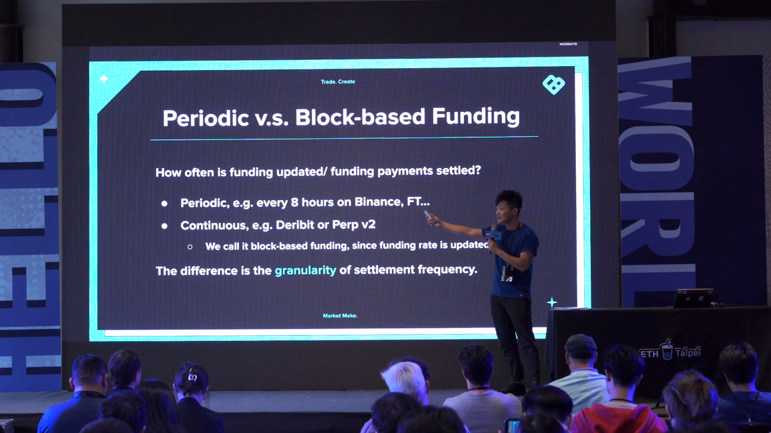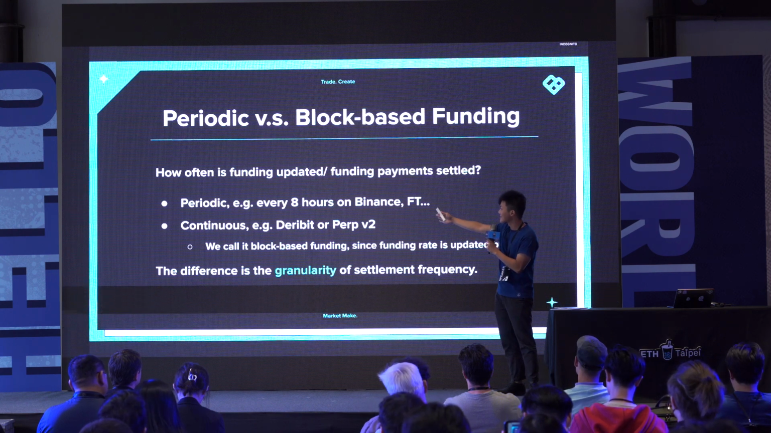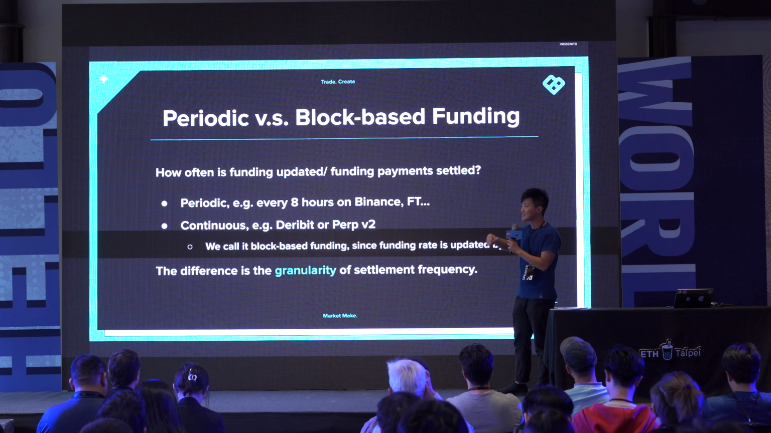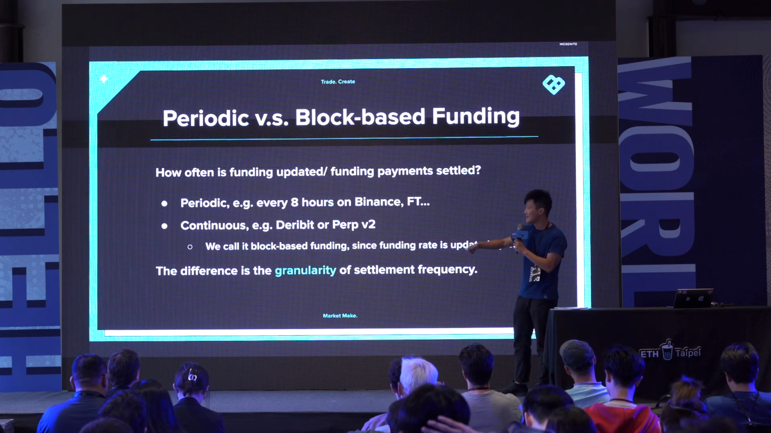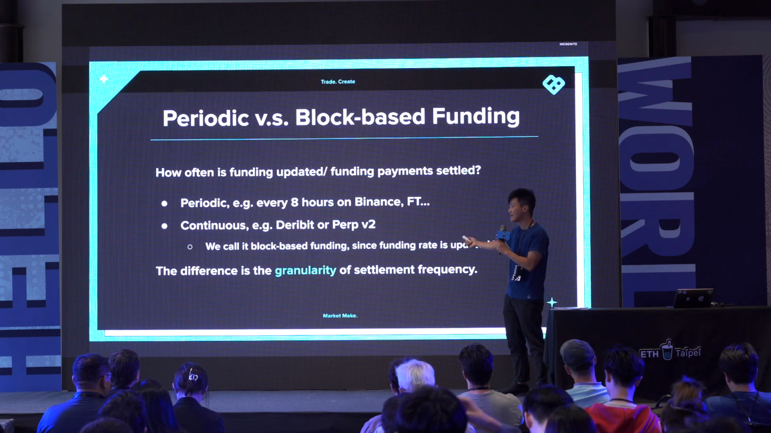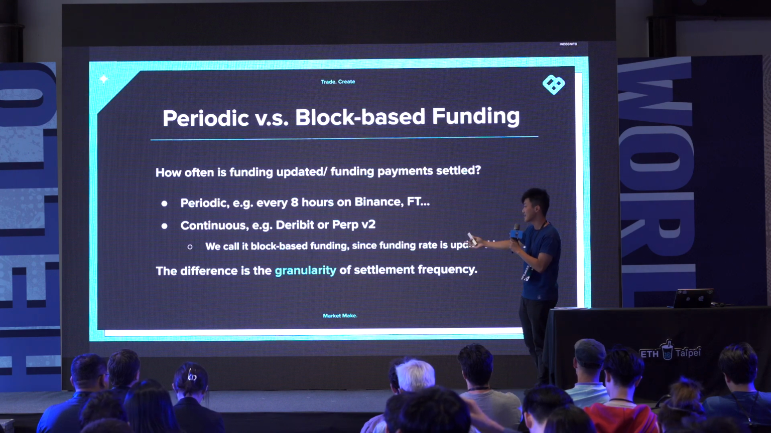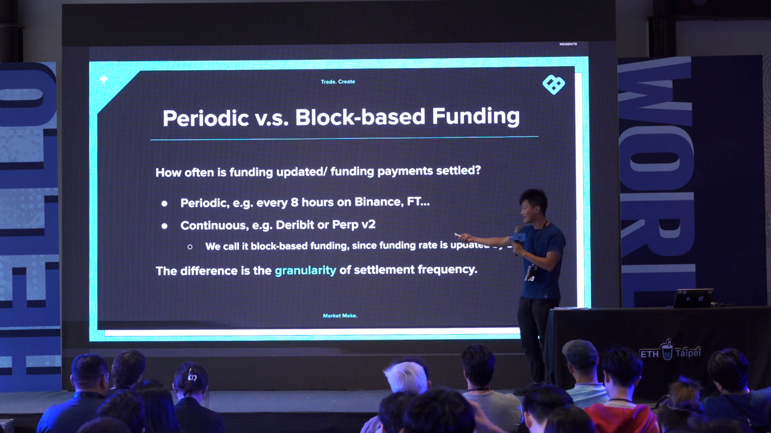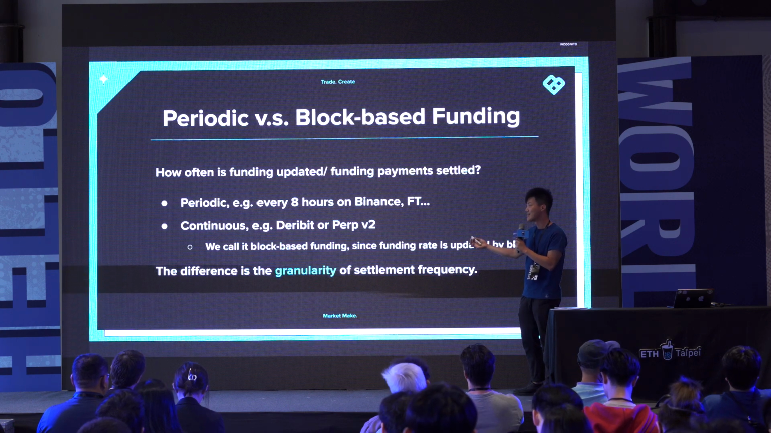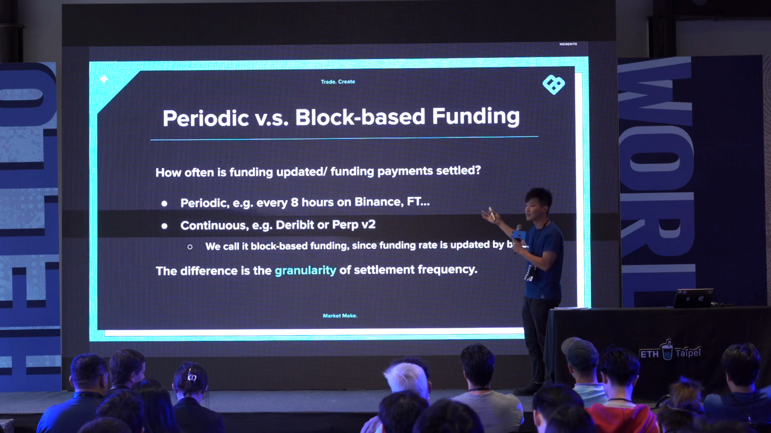So the funding frequency of Binance and FTX is many seconds, while on Deribit it might be every second, and on Perpetual Protocol v2 it might be every 12 seconds. So the difference is actually just the granularity of it. However, this difference leads to some of the pros and cons of these two genres.